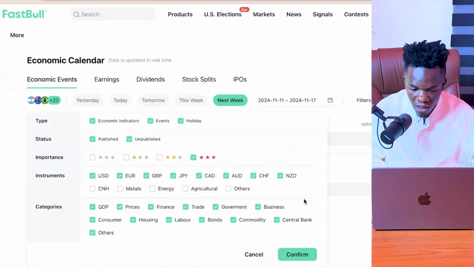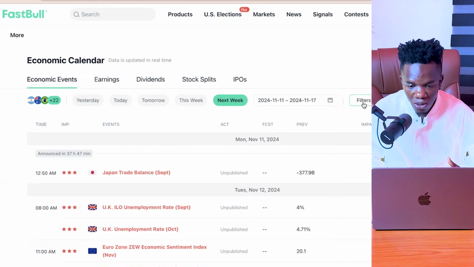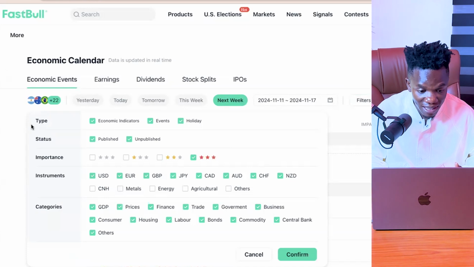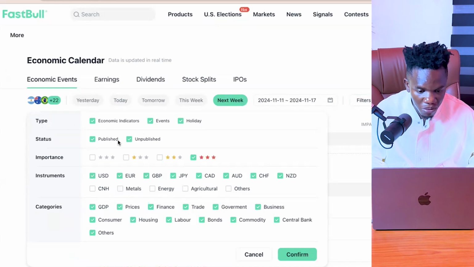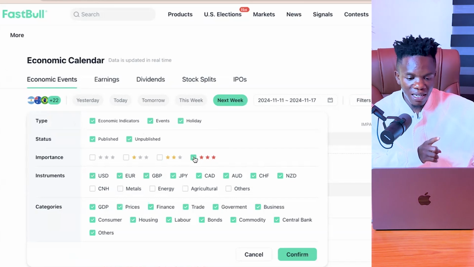You just click on this button here. Let me cancel it. Because I have saved mine, I'll just click on it, then my settings will show up. You can easily screenshot it and use it to set up your own. You can see the type of event, economic indicators, events and holidays, status, and all that. My goal is that I'm interested in major impact releases, because only major impact releases can cause low resistance liquidity areas in the market.